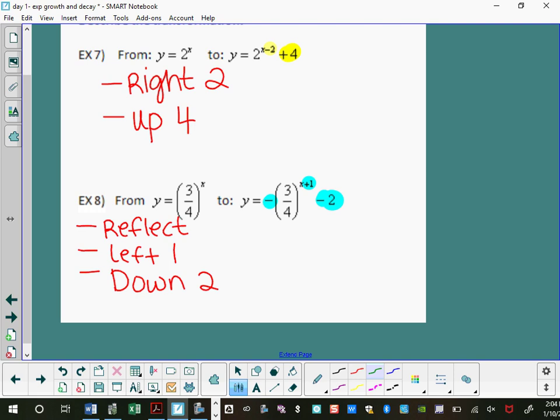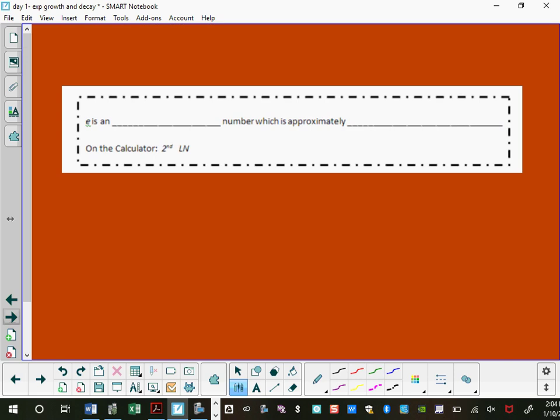All right, we're gonna do 2 more problems together that are a little different. E is an irrational number, which is approximately 2.718. We don't really need to know that because we have decimals and we have a calculator that can do it for us, but it's good to know.